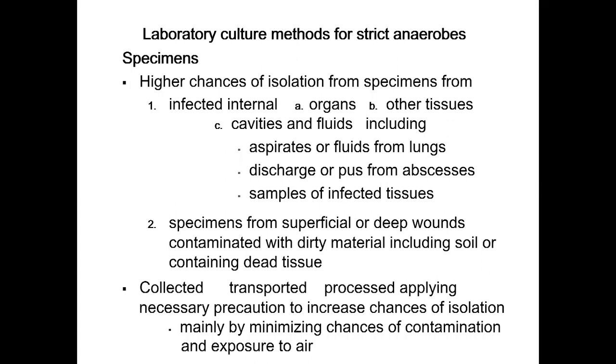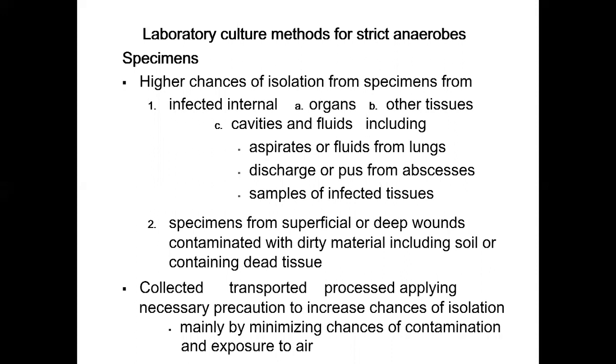So there are higher chances of isolation from specimens. These could be from infected internal organs, other tissues, cavities and fluids. So this is infected internal tissue. It could be an organ, or it could be any other tissue, or it could be a cavity. Cavities are like pleural cavity or pericardial cavity or peritoneal cavity. So the fluids there. So where there's an infectious process involving any of these, the material that is obtained for analysis, one always looks for strict anaerobes in addition to other organisms.